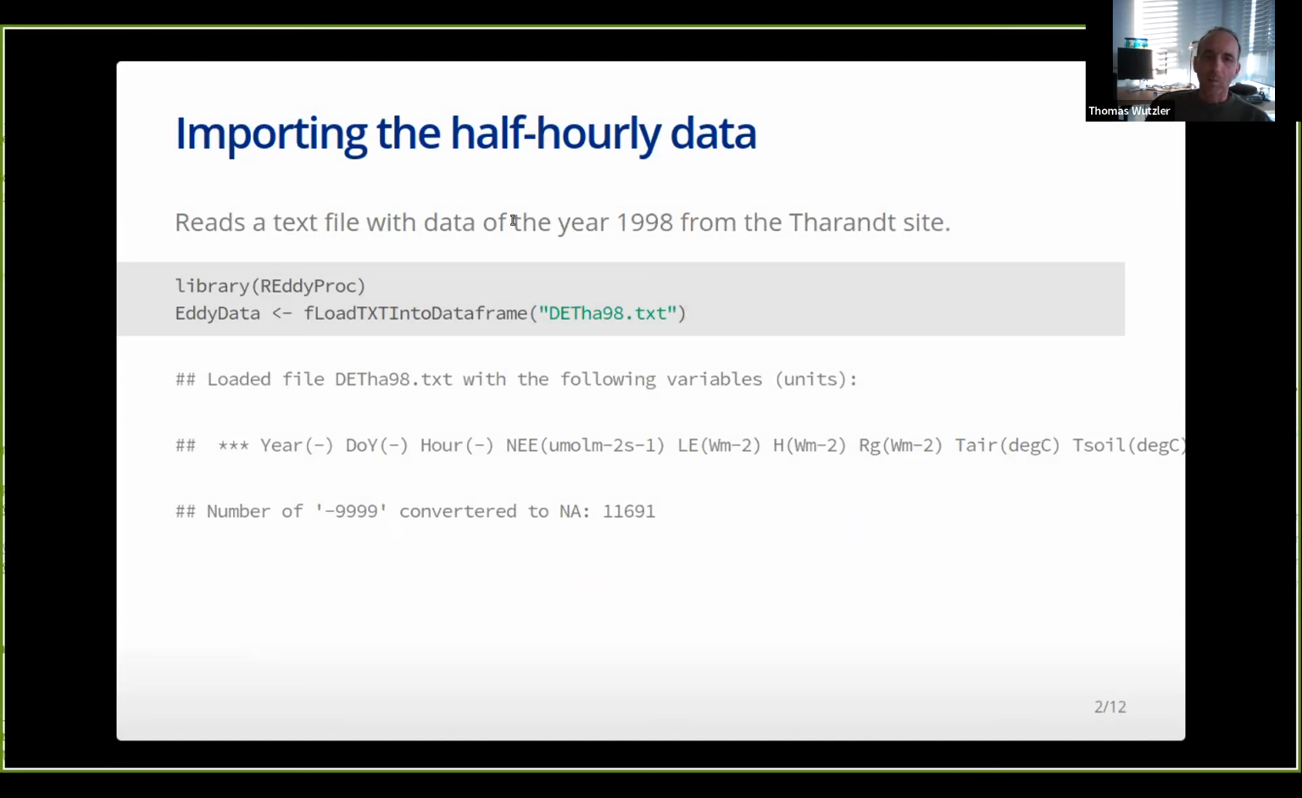So these examples have been produced with some R session in the background, and all the plots that you see are really produced in this R Markdown document. And we will look at such a document later on.